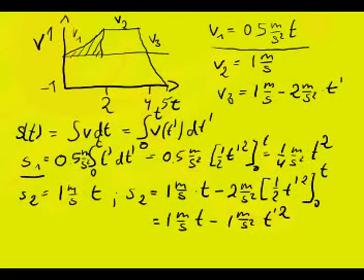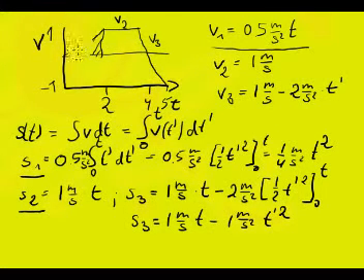Okay, so what we see is that S1 increases quadratically, S2 increases linearly, and S3, oh, this is again wrong, this is S3, and S3 is a combination of a quadratic decrease and a linear increase.